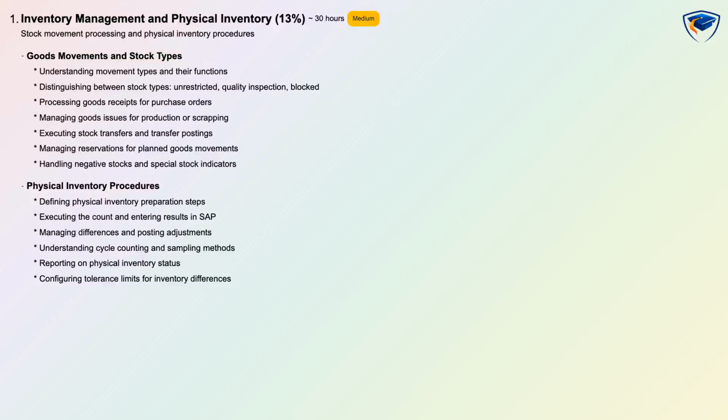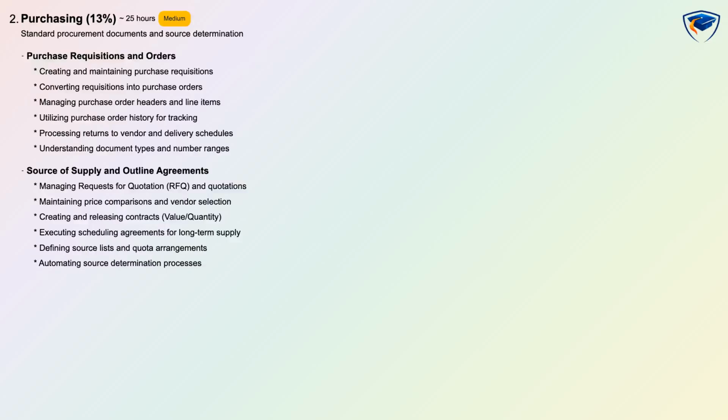Inventory management and physical inventory is weighted 13% and focuses on stock movement processing and physical inventory procedures. This domain is medium difficulty with an estimated learning time of 30 hours and assessed through hands-on and conceptual tasks. You will learn movement types and stock types like unrestricted, quality inspection, and blocked stock, plus processing goods receipts and goods issues, stock transfers, reservations, negative stocks, and the complete physical inventory cycle from preparation through counting, posting differences, and configuring tolerance limits.